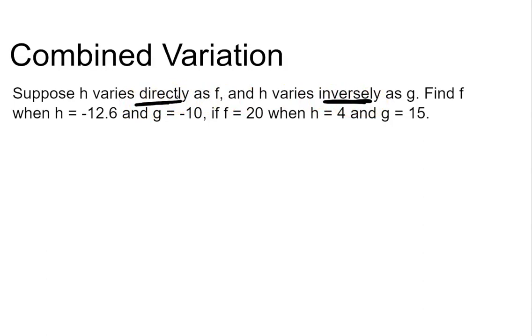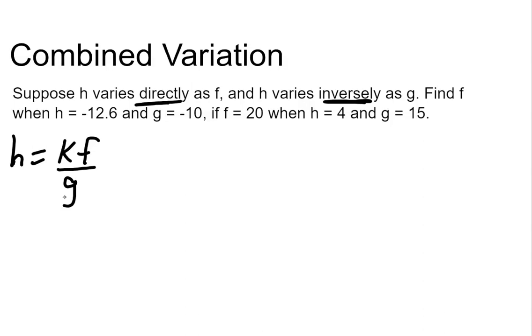So it says suppose H varies directly, so I'm going to write H. That means I take my constant times my F, and it says H varies inversely. That means I'm going to be dividing the K by the G. So that is my formula right now that I start off with based on what they're telling me.